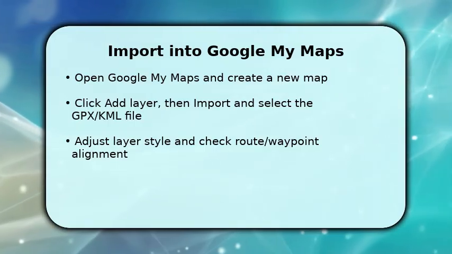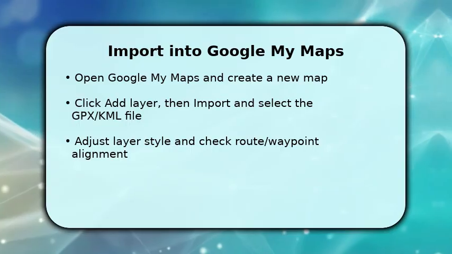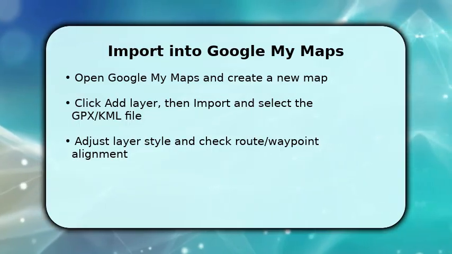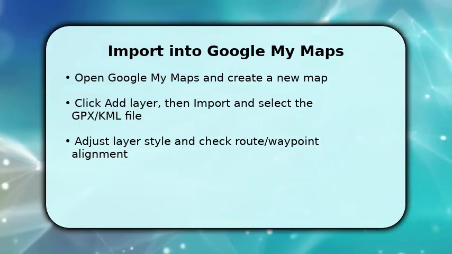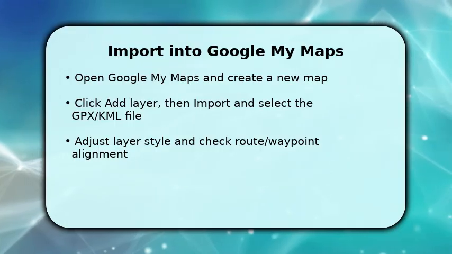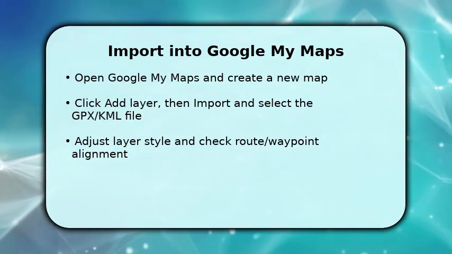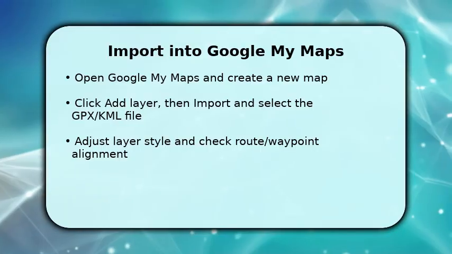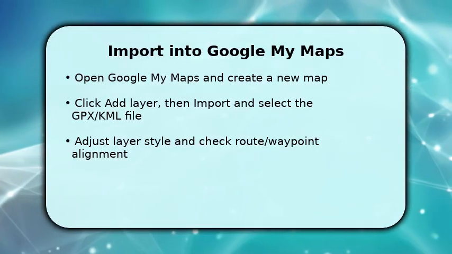Click Add Layer, then import and choose your GPX or converted KML from Drive. Grant any permission prompts. Once uploaded, inspect the layer contents. Routes, tracks, and waypoints should align. If alignment is off, zoom and toggle base maps to verify.